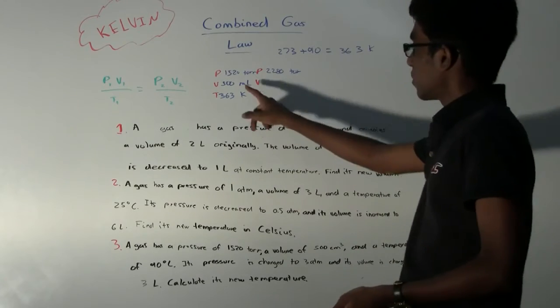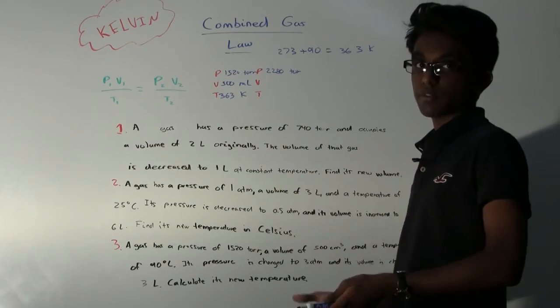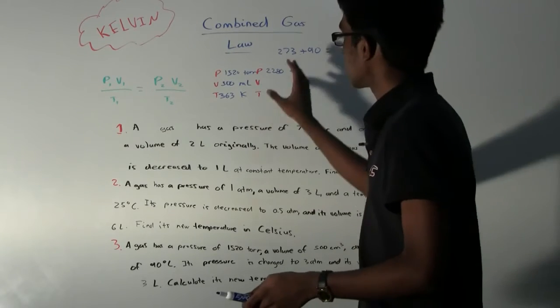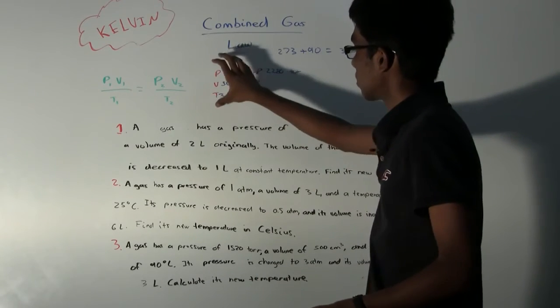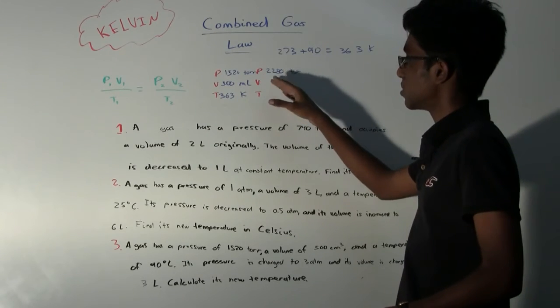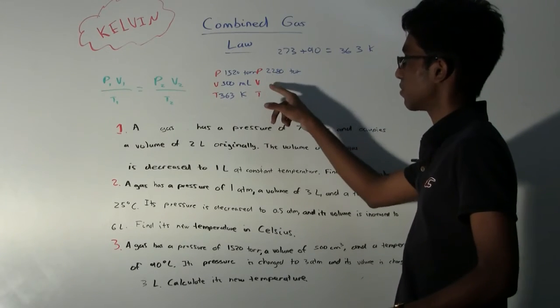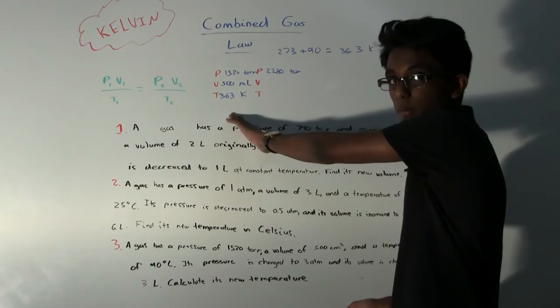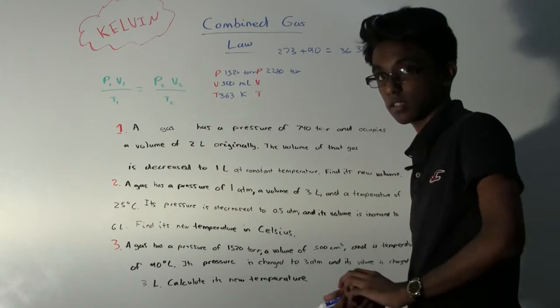Alternatively, you could have converted the original pressure into atmospheres. Both work, but I'm just going to go ahead and do it this way. Remember, the units of your original pressure, volume, and temperature have to be the same as the units of your final pressure, volume, and temperature. If not, then the answer is going to be wrong. And also, very important, temperature has to be in Kelvin, not degrees Celsius. Okay.